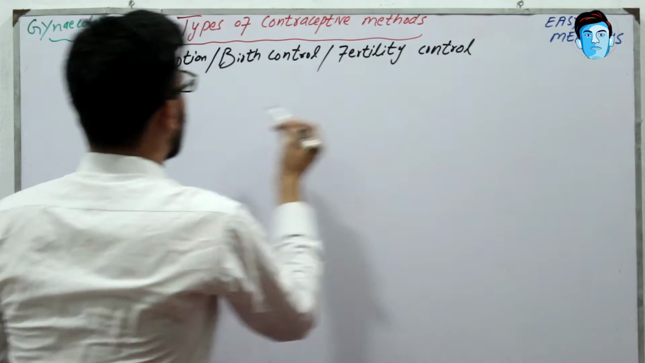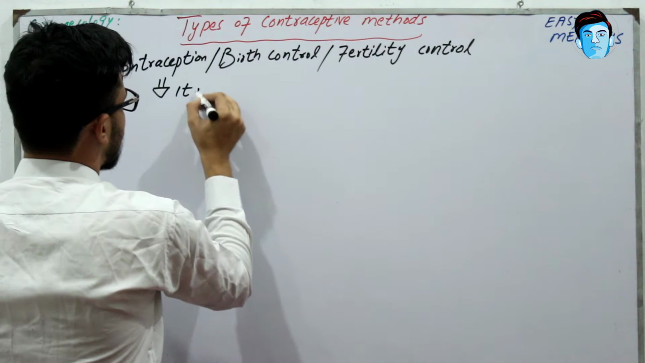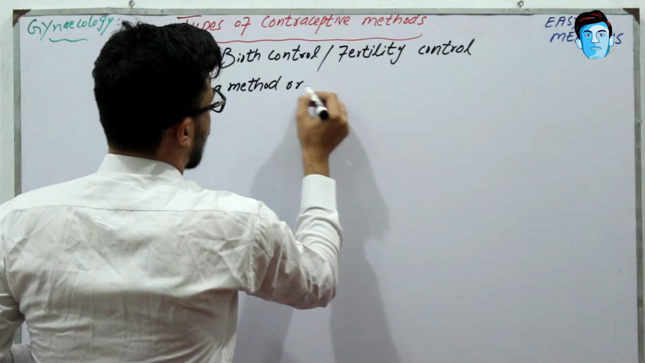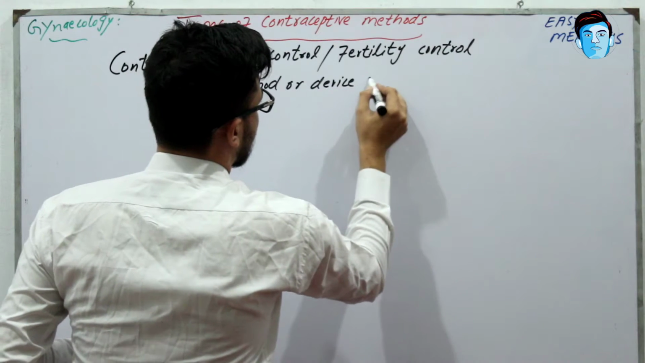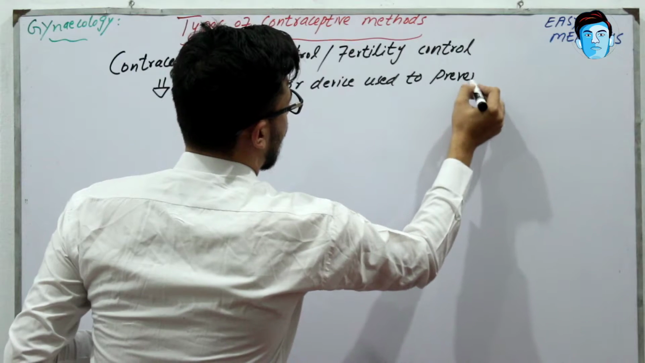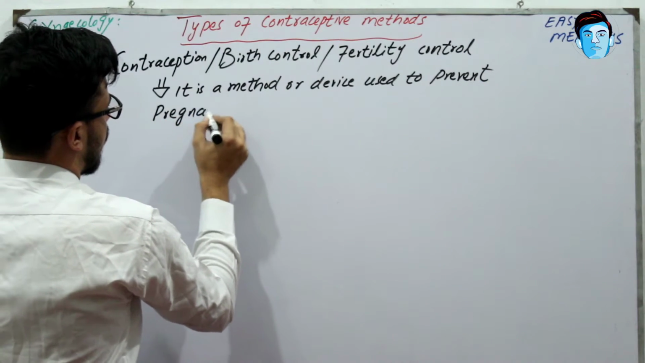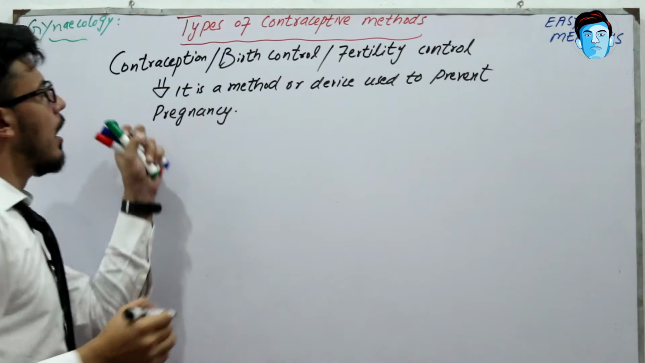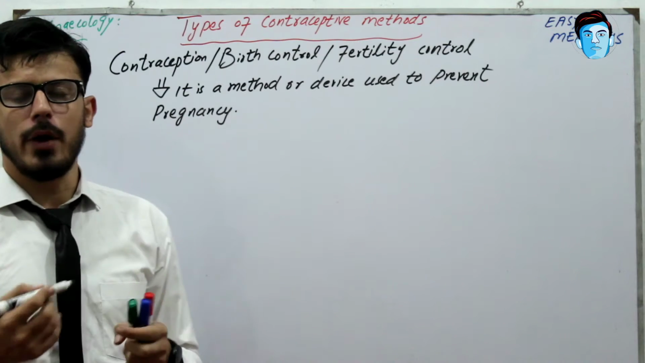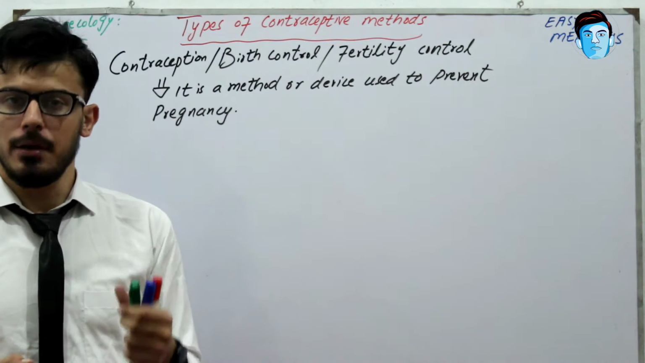Now, how will you define contraception? It is a method or device used to prevent pregnancy. So it is simple. What is contraception? It is a method or device used to prevent pregnancy. Actually, in contraception we postpone the pregnancy.